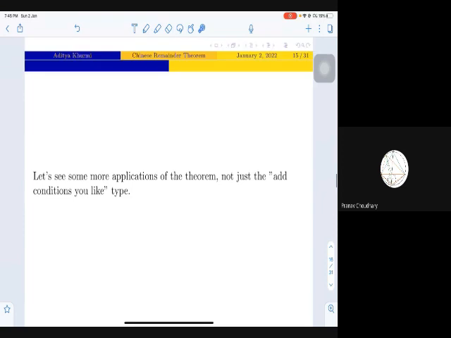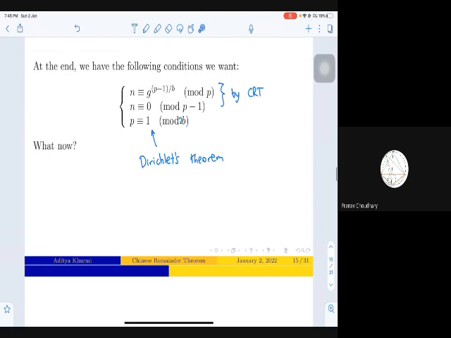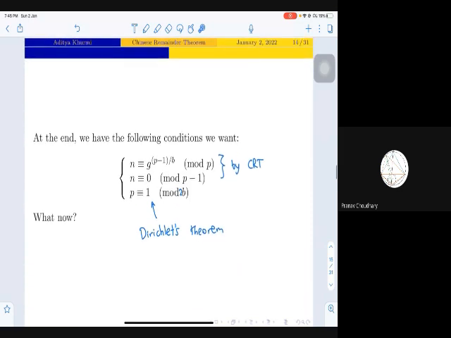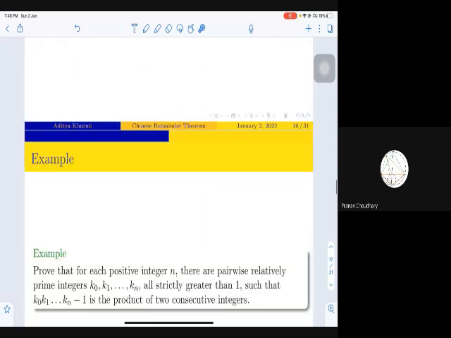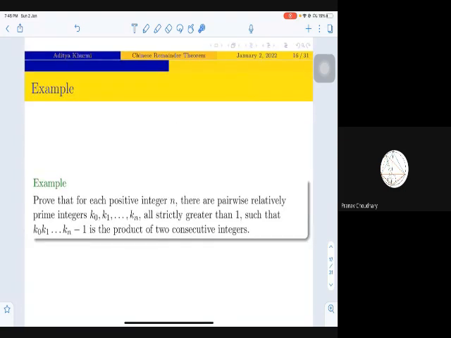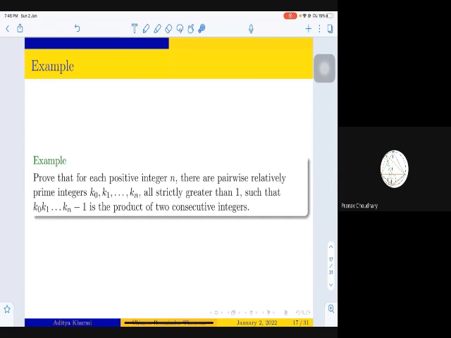So let's see some more applications of the theorem, not just the add-conditions-you-like type. Up to now, these two examples have been add conditions you like and just let the magic happen. Let's look at some more examples that are slightly different, but they are cool applications of the theorem. So here's one example. This was USAMO 2009.